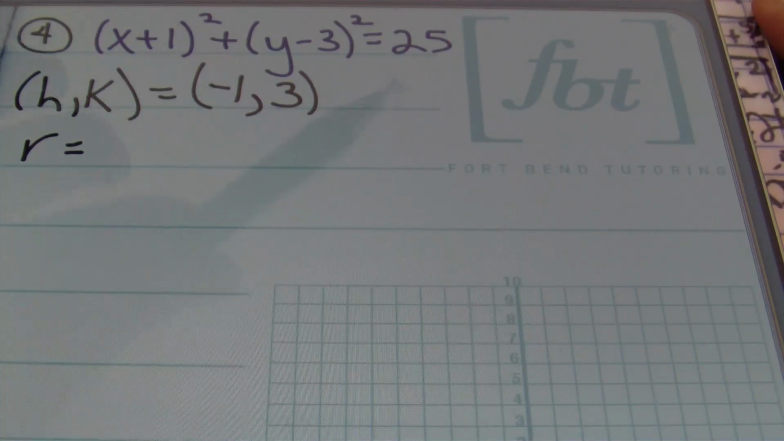The radius is always the square root of that value right there. The value on the right side of the equal sign, the number 25, in other words. What's the square root of 25? Exactly. It's 5. You're beyond smart. You're way too smart. So anyway, let's go ahead and plot this.